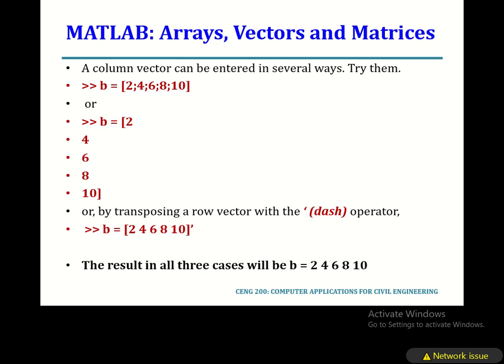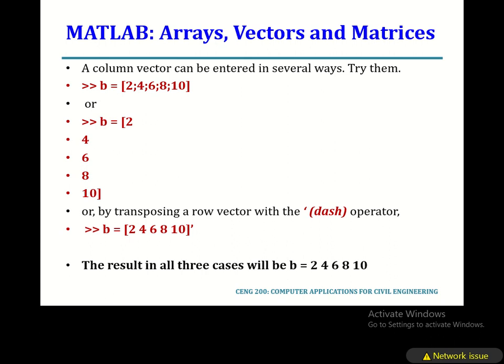There are 2 ways to insert the value in different rows. You can use a semicolon, or you can simply press enter. Write 2, then don't write a semicolon, just enter. Next line, new value. This and this both will do the same thing. Semicolon will start a new row, and putting an enter will also start a new row. Whenever you end, just close the bracket.